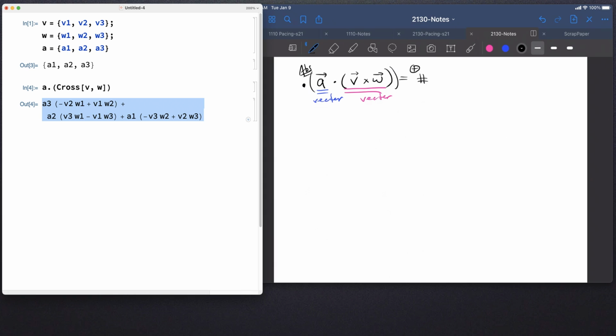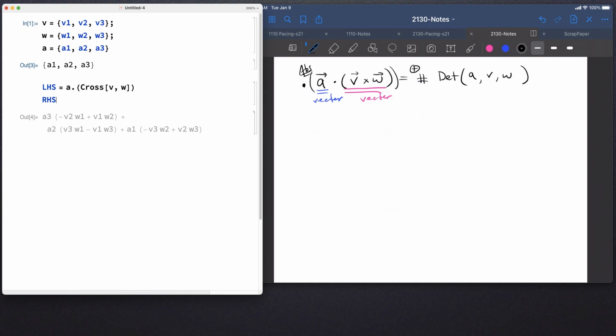And we will see that this will be equal to the determinant of the vector A with the vector V with the vector W, okay? So there is this interesting formula. This is called the left-hand side of that equation I've just written down. There is a right-hand side of that equation, which is the vector A, V, and W.